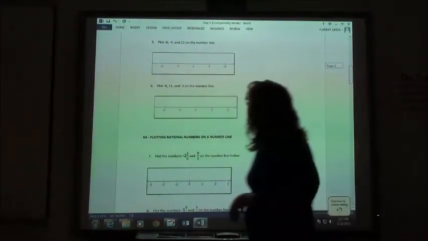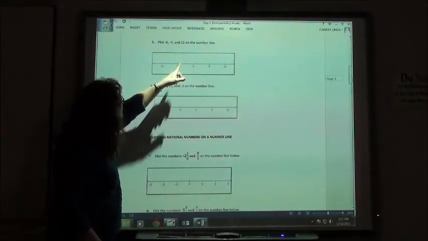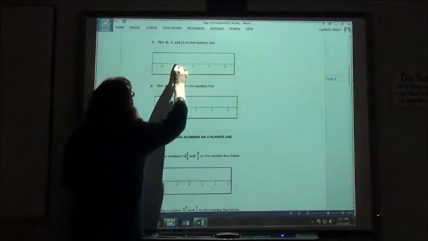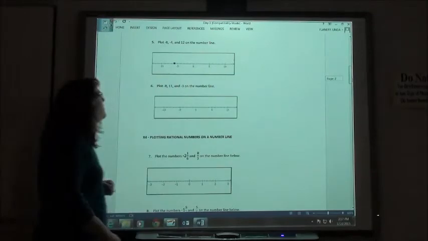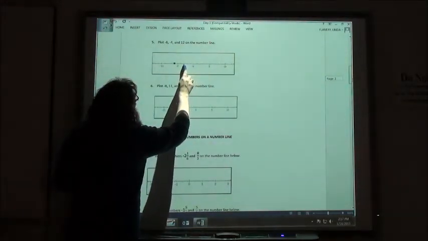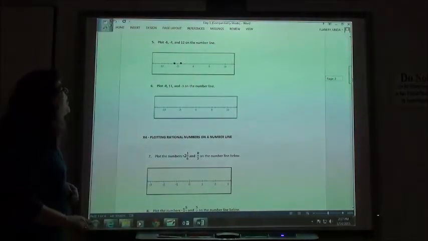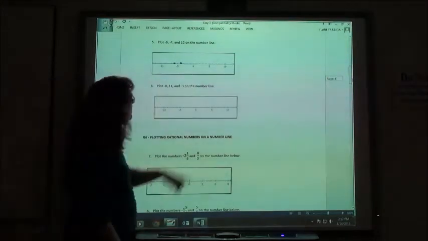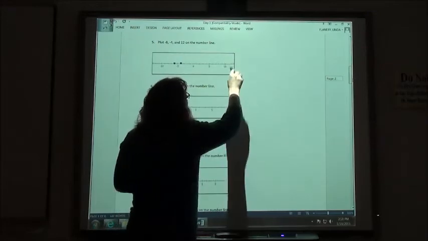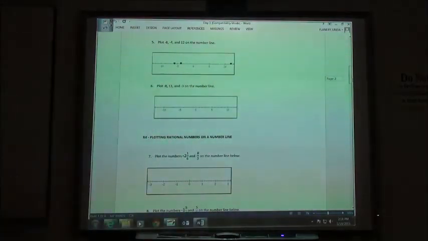So, number 5, I want to plot -6. I know -6 is past -5, so I'm just going to jump to -5, and then one more would be -6. So -6 would be 6 places to the left. -1, -2, -3, -4. There's my dot. And +12, I have to go 12 places to the right. I know it's past 10. 5, 10, 11, 12. So 12 is 2 places past 10. I can put my dot on my number line.